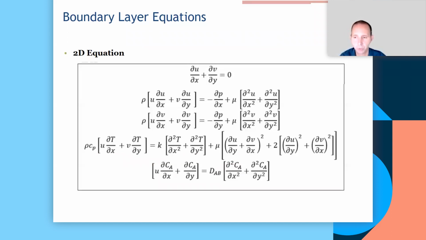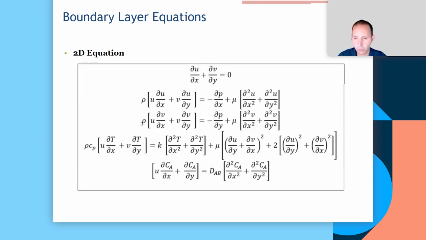So let's move on to the full set of two-dimensional governing equations that correspond to these assumptions. For example, we said that density and mu were constant, so you don't see them appearing within the derivatives. We have the continuity equation, the x momentum conservation, the y momentum conservation, the energy equation, and the concentration conservation equation.